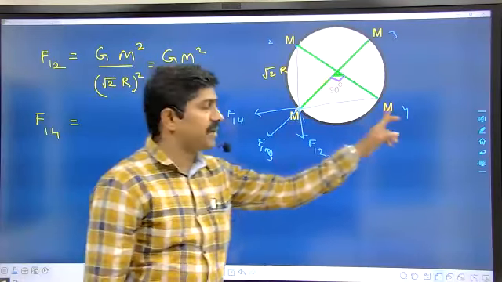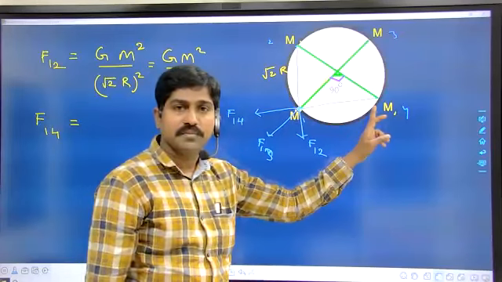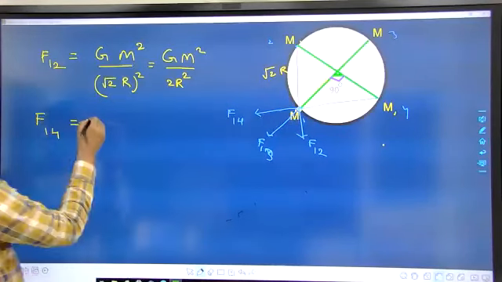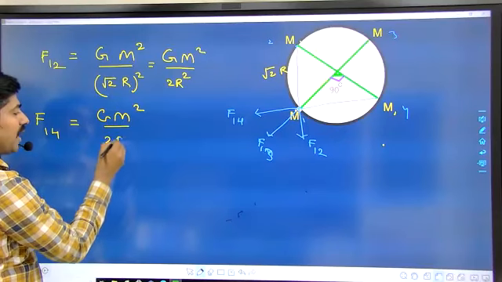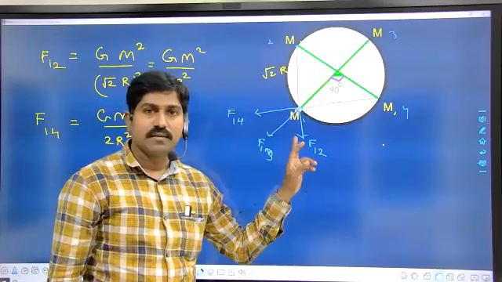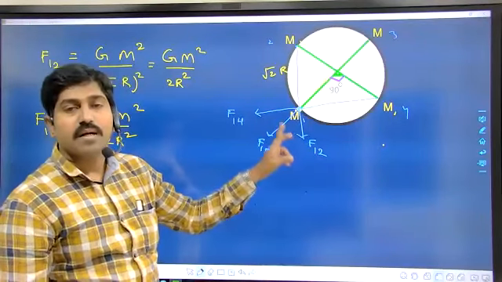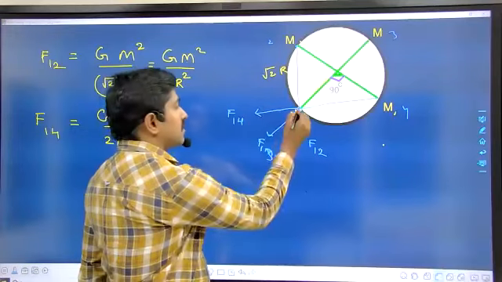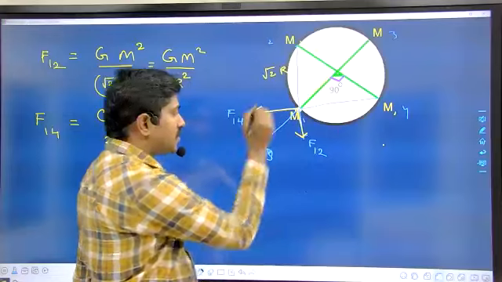See, here also the similar masses are taken. Here also the distance will be the same, root 2r only. So that you will get here the same answer, that is G M square by 2r square. And how these two forces are? You can simply observe here that these two forces are perpendicular to each other. Force acting on one due to 4, force acting on one due to 2.